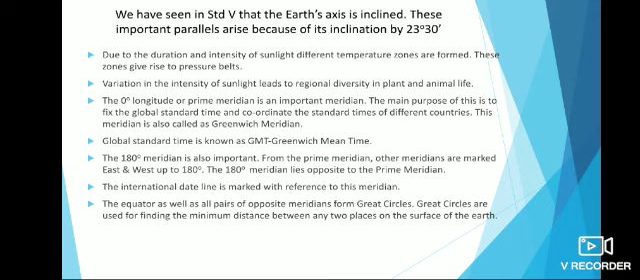The 180 degree meridian is also important. From the prime meridian, other meridians are marked east and west up to 180 degrees. The 180 degree meridian lies opposite to the prime meridian. The international date line is marked with reference to this meridian. The equator, as well as all pairs of opposite meridians, form great circles. Great circles are used for finding the minimum distance between any two places on the surface of the earth.